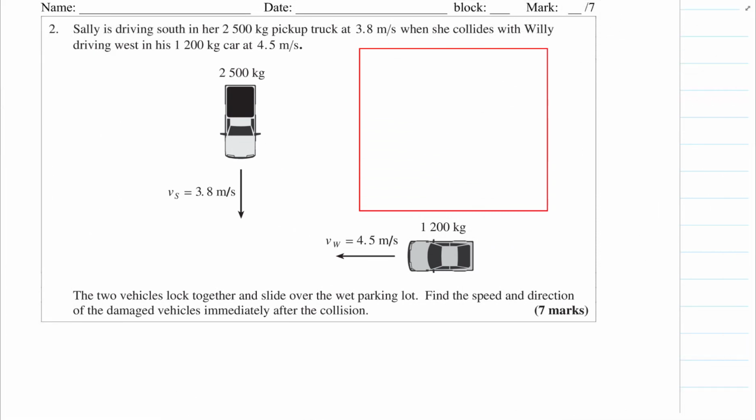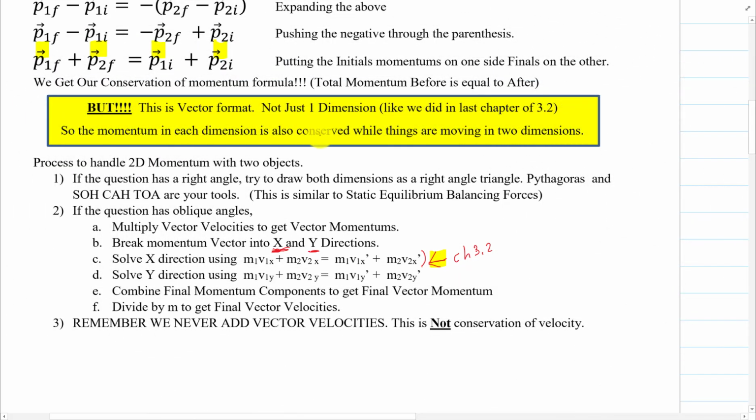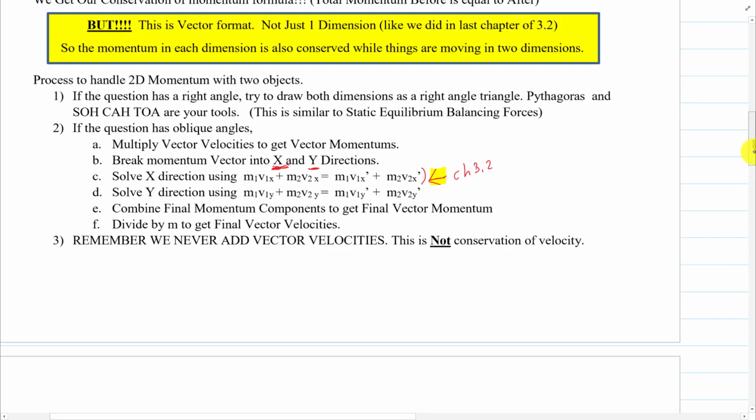We're going to be doing example number 2 here. And let's just see if I can scroll back to the previous notes. There were 2 ways to handle it. Conservation in 2 dimensions. In the way that we just did in example number 1, we broke it up into its x and y's and did it separately because there was a weird angle, 37 degrees and stuff like that. But if we can make a right angle out of it, we're doing this still, but it goes much quicker. Let's take a look at example number 2.